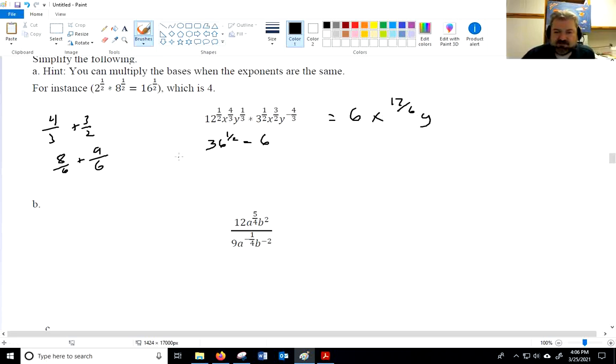Then y to the 1/3 times y to the negative 4/3 is negative 3/3. So 1 minus 4 is negative 3. So it's just a negative 1. So our final answer is 6x to the 17/6 over y.